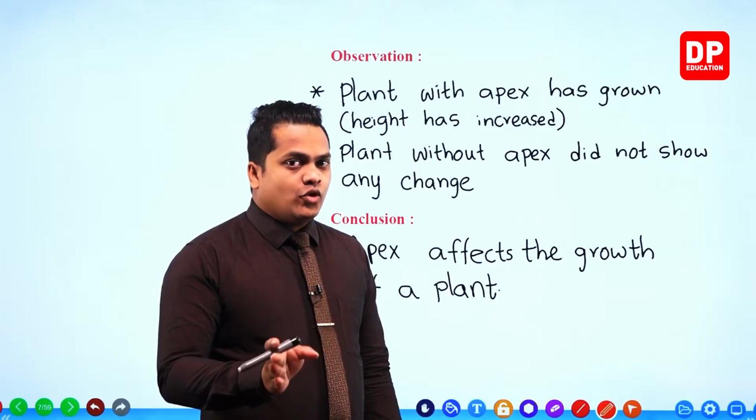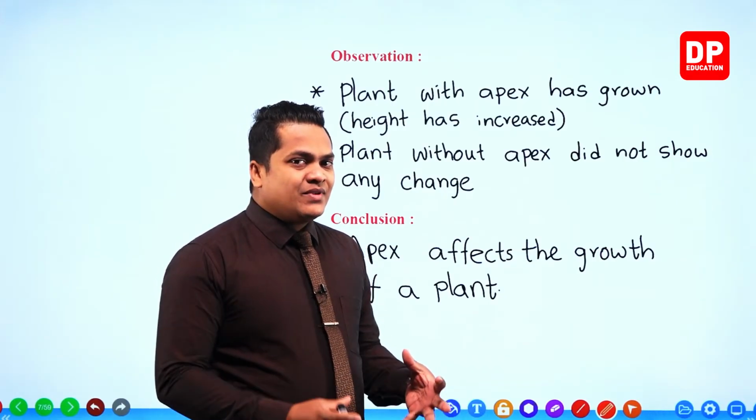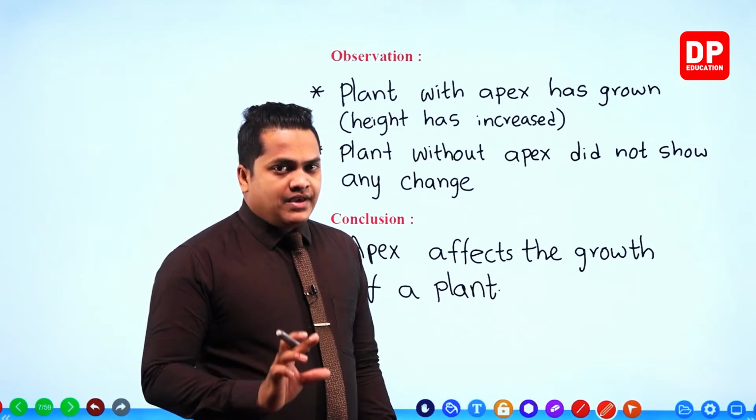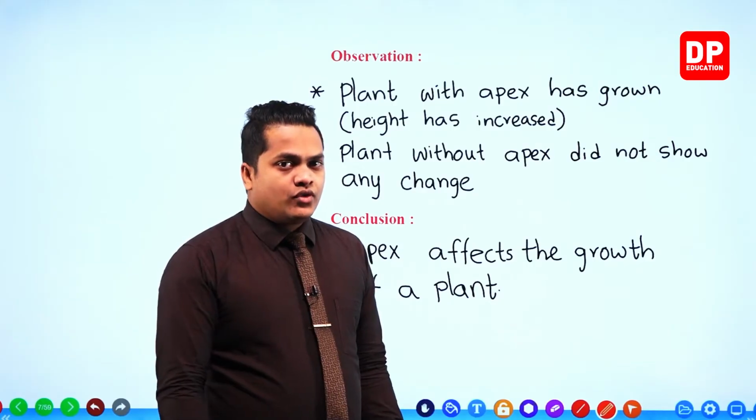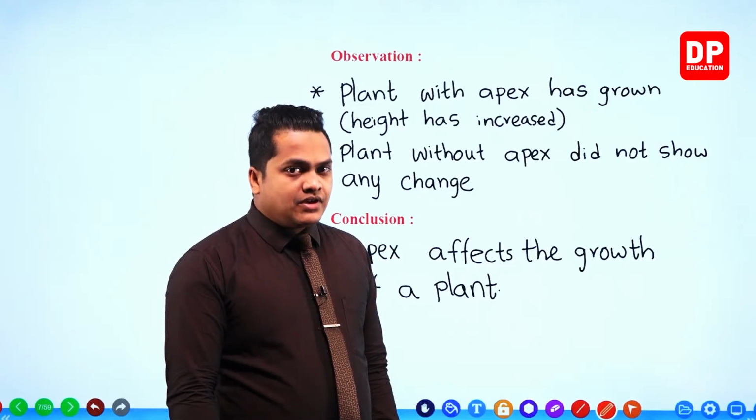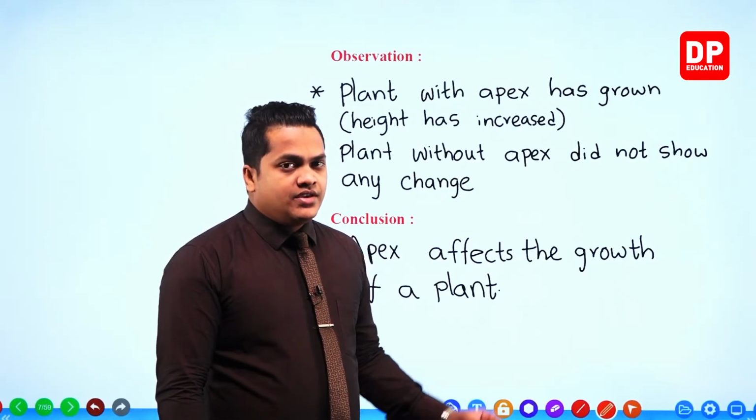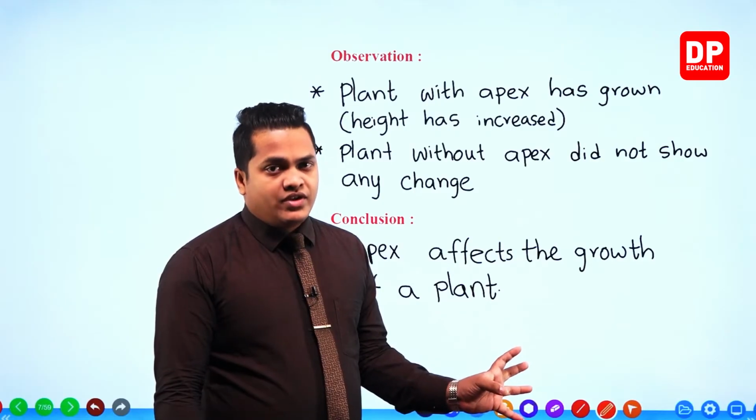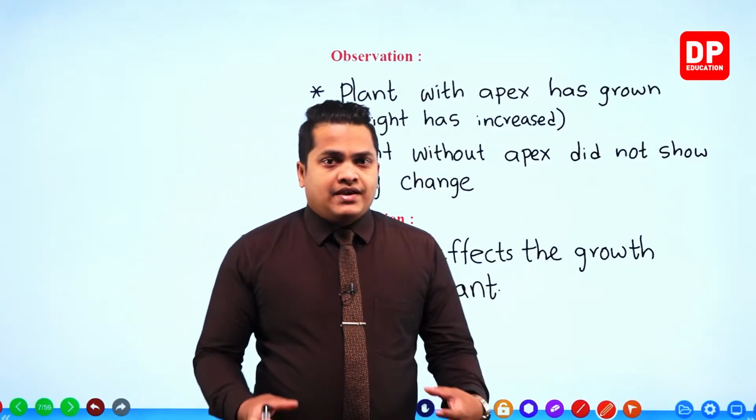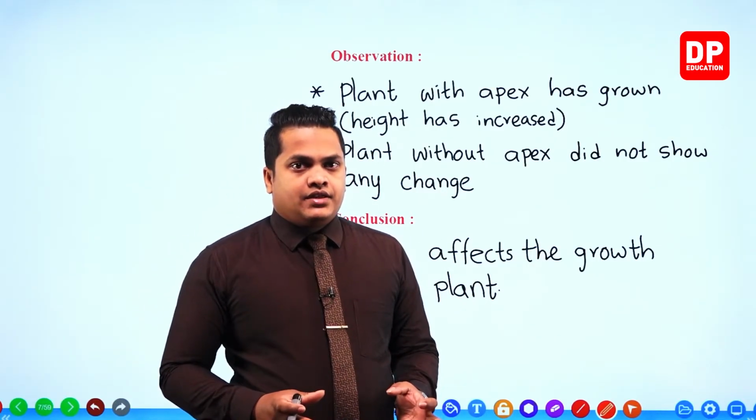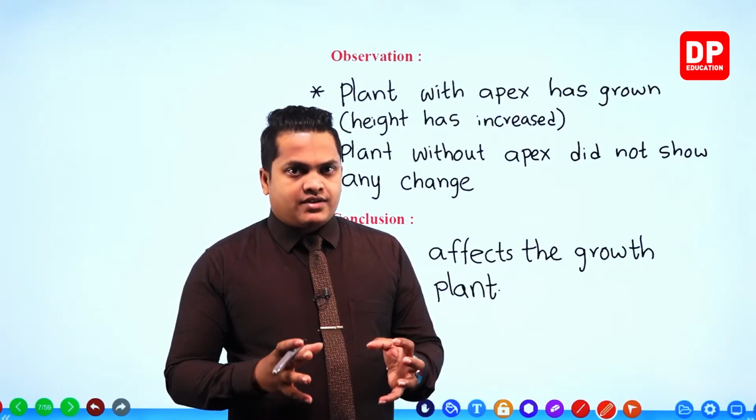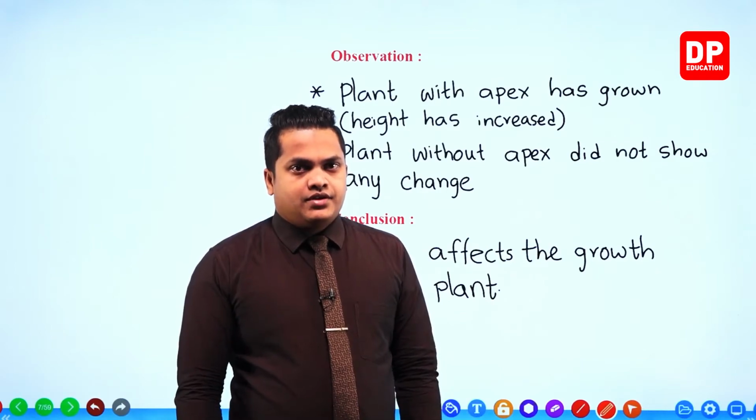Even you can do this at your home. By doing this particular activity, I have shown you that the apex of a plant is very important for the growth of a plant. The height of a plant is going to increase because of the apex. So here we experimentally proved it. So we know that the apex is going to affect the growth of a plant.